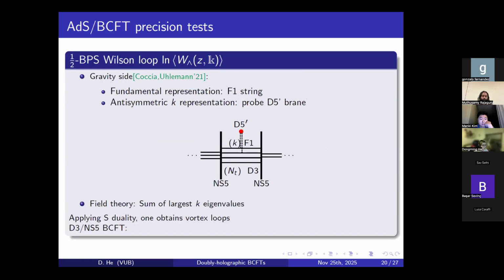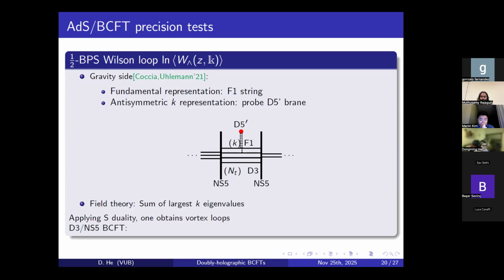The second observable, which is more interesting, is Wilson loops. On the gravity side, there can be multiple Wilson loops. It can be in the fundamental representation given by a single F1 string. And it can also be the antisymmetric K representation, for which we can use some probe D5 brane. And there can be K F1 strings attached between the D5 branes and the D3 branes. In the field theory, it's given by the sum of the largest K eigenvalues. And in the continuous limit, of course, it just becomes an integral over the saddle point distribution.